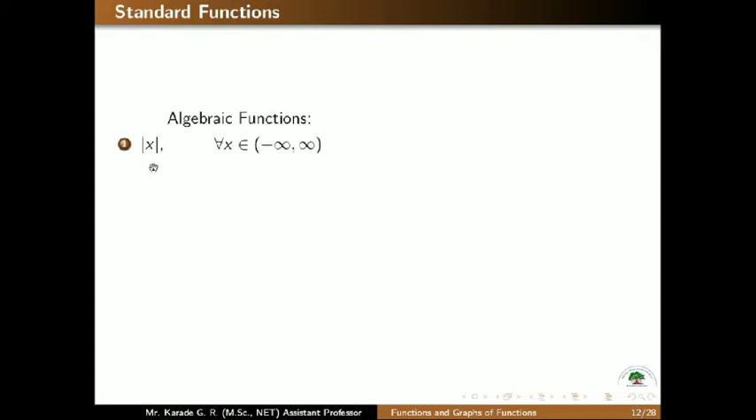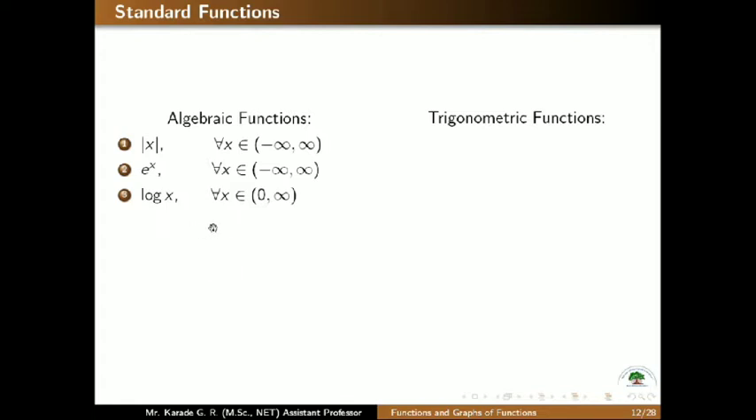So the first function is the mod function, mod x, also known as the absolute value function, and it is defined for all real numbers. Second is the exponential function, and it is also defined for all real numbers. Next is the logarithmic function. It is defined for only positive real numbers. And the next function is a quadratic polynomial function, ax squared plus bx plus c. It is defined for all real numbers.